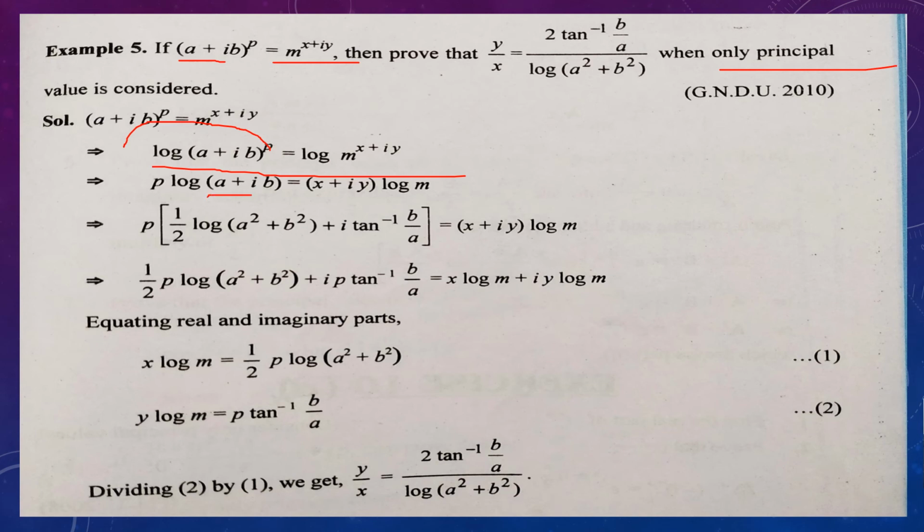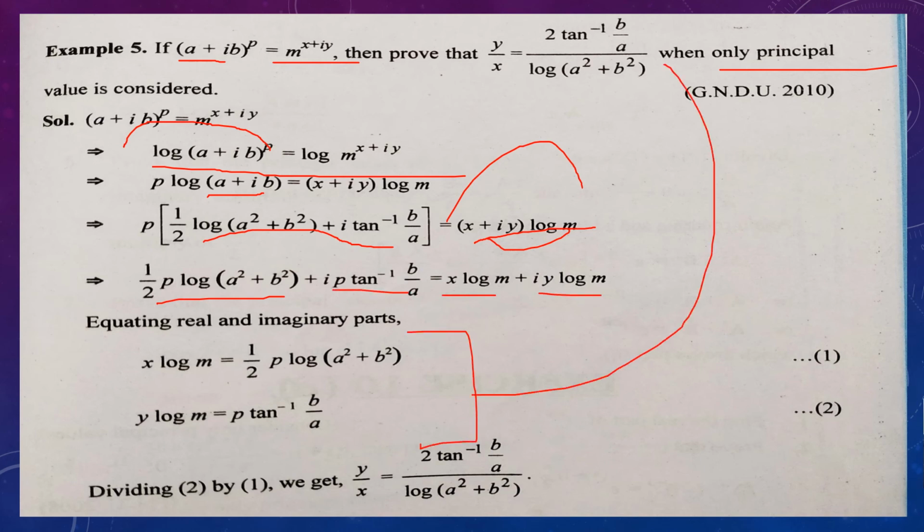So this is log a plus iota b, and we know its formula as discussed in the previous example. It is written like this: multiply x and y. So here we can compare real and imaginary parts. So this real part is equal to this one, and this imaginary part is equal to this one. We have two equations. According to the question, we have to find the value of y upon x. So divide equation two by equation one. So log m will be cancelled out with the log m. So we will get this answer.